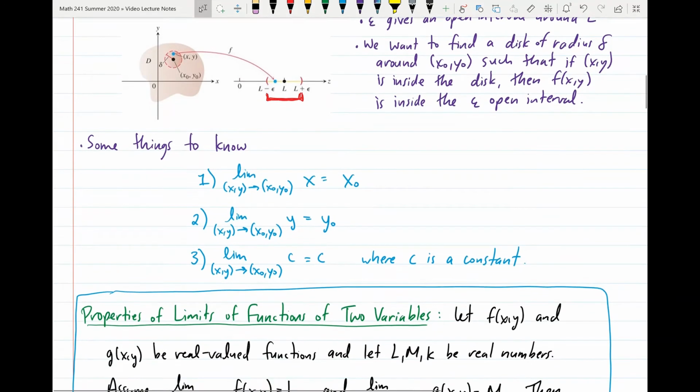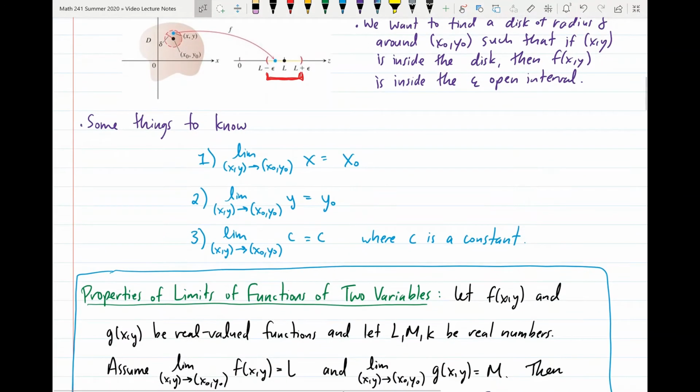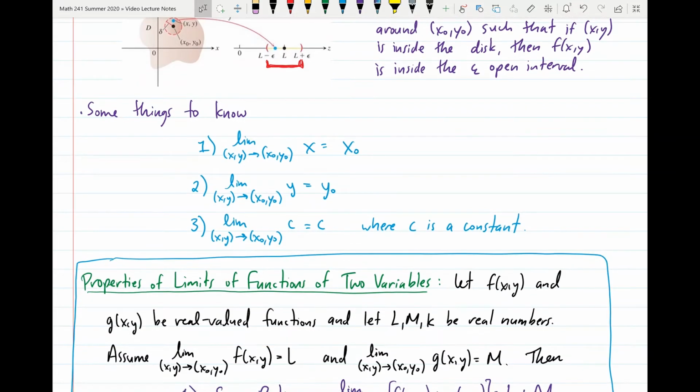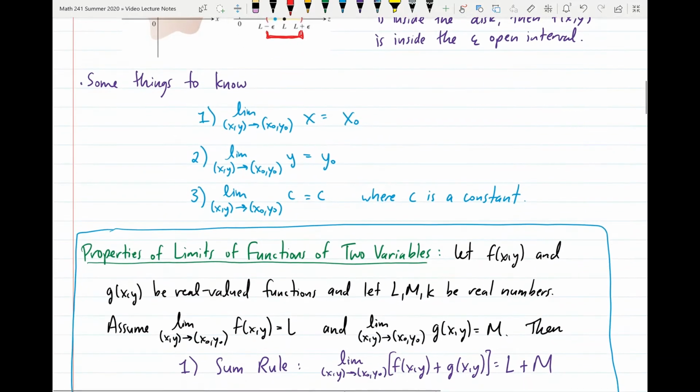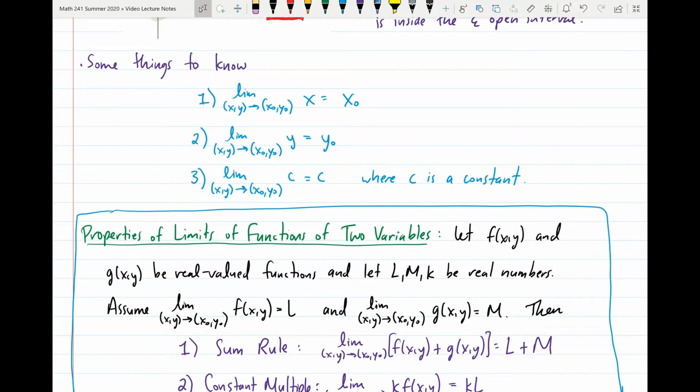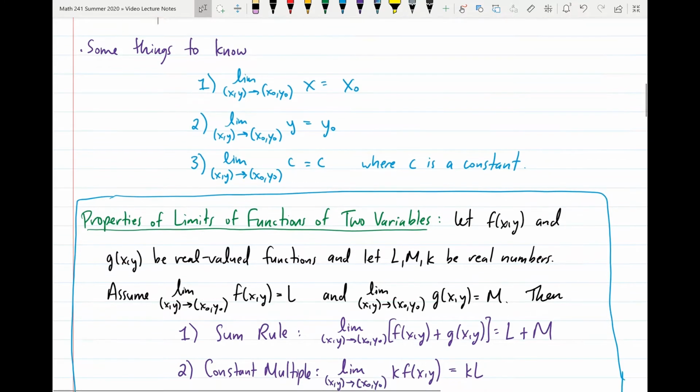So here are some things to know about these limits of functions of two variables. First off, if we just have the function x, then the limit as xy goes to any point x naught y naught is going to be equal to x naught. And the same can be said about the function y. So the limit as xy goes to x naught y naught of the function y is just going to be equal to y naught.